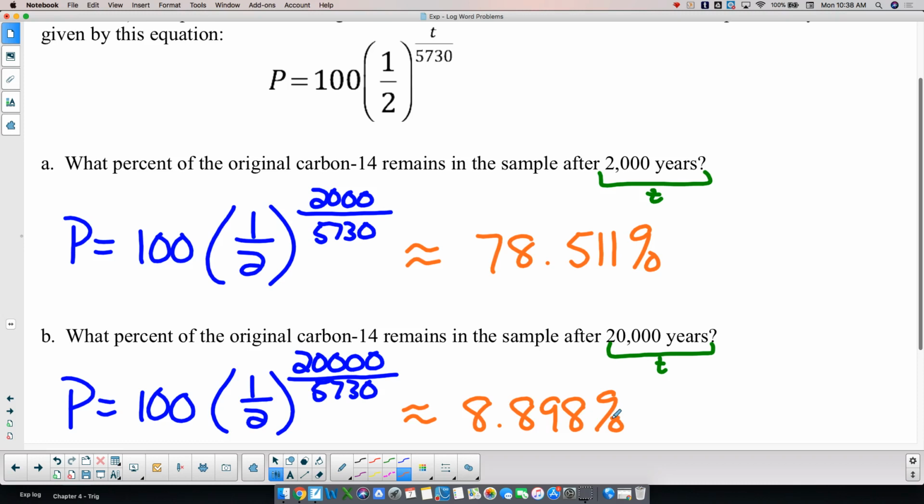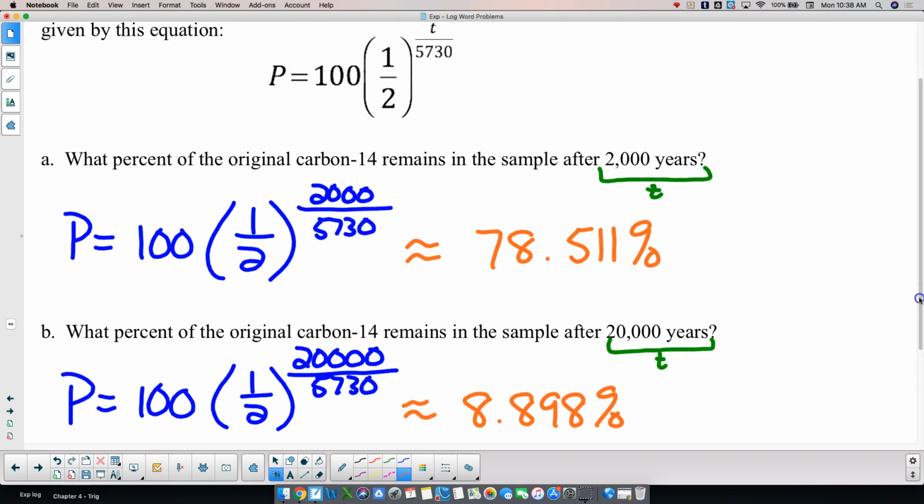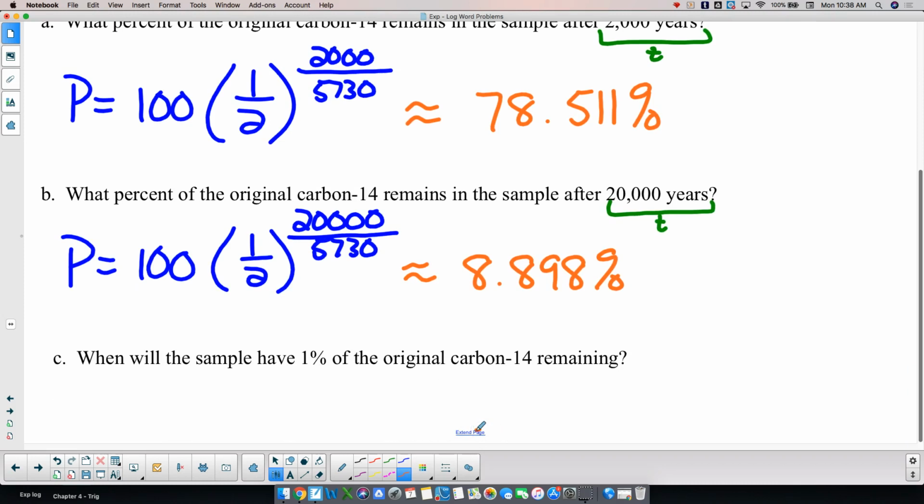First half-life gets me to 50. Second half-life gets me to 25. Third half-life gets me to 12.5%. Okay? So 17,190 years later, we should be at 12.5%. Another 5,730 years would put me at 6.25%. And so that 20,000 is halfway in between that third and fourth half-life.